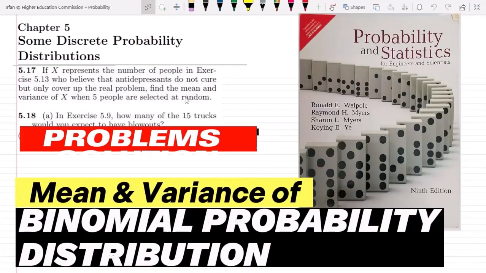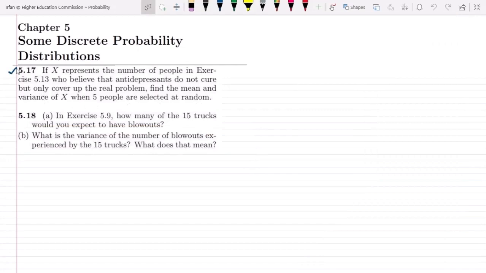I hope all of you are fine. So today we are going to talk about question 5.17 and 5.18 of chapter 5. These two questions are closely relevant with each other, and today we are going to talk about the mean and variance of the binomial probability distribution.